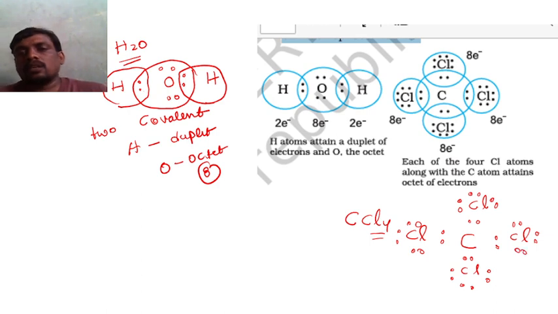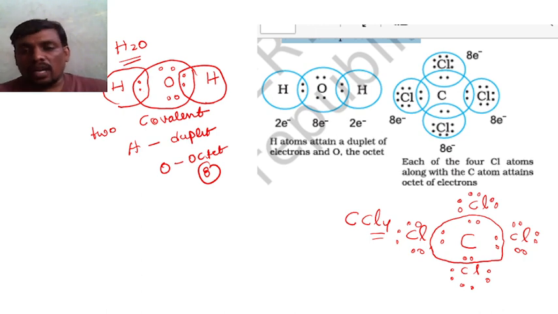You can see here how bond formation occurs between the carbon and the chlorine atoms. If you carefully see, carbon is going to attach to the chlorine atoms, and each of the chlorine atoms along with the carbon atom attains an octet of electrons.